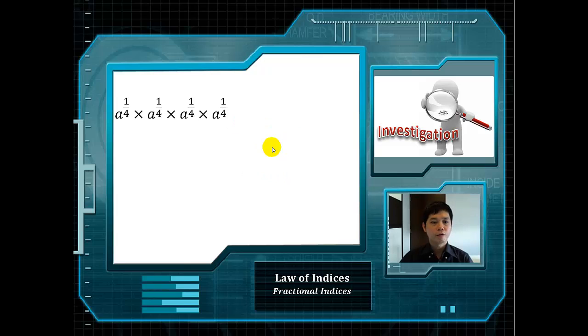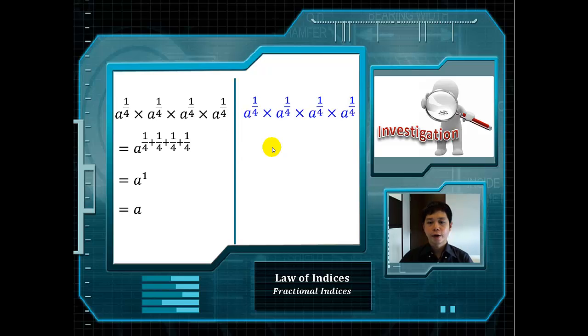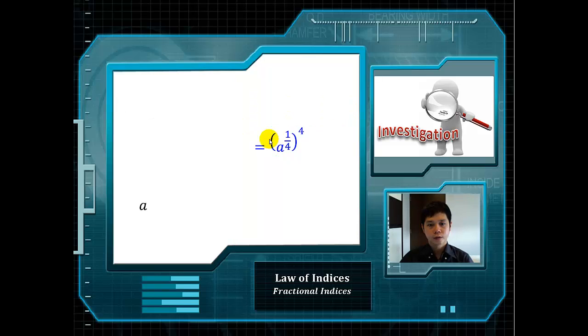Finally, we will look at the example of a to the power of 1/4. Using the law of indices, we know that we can add up the powers. Hence, it is equal to a to the power of 1, which is equal to a. We can also write it in this way, whereby we have a to the power of 1/4 to the power of 4. Finally, in order to simplify this, we can fourth root on both sides. And hence, the fourth root of a is equal to a to the power of 1/4.